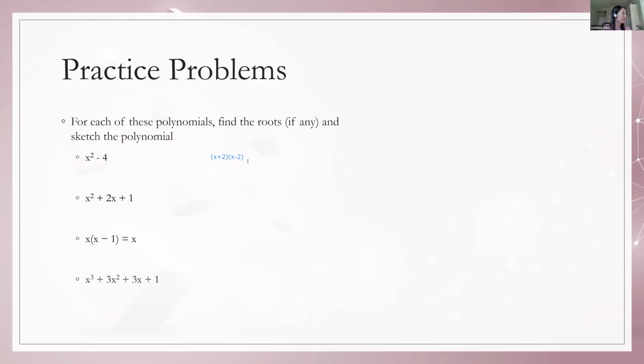And then if you graph it, I'll just do it. It would be roughly like this: you have -2 and 2, and then you can input one more point. If x equals 0, then this is -4, and it's going to look something like that. But yeah, you guys get the point. Okay, what about number 2?